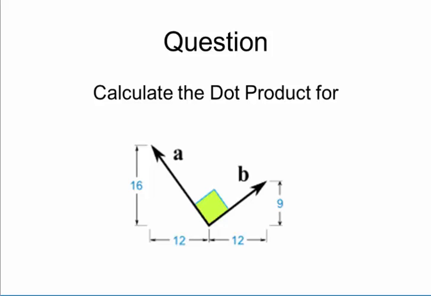All right. Calculate the dot product for the following two vectors.